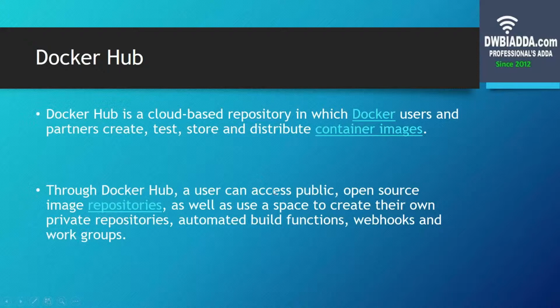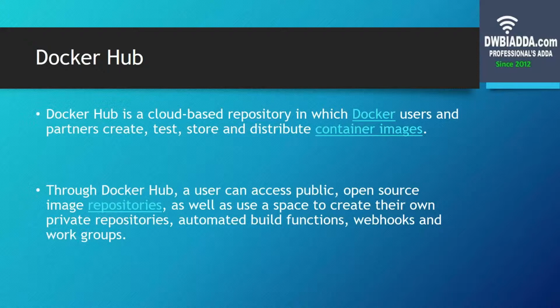Through Docker Hub, a user can access public open source image repositories as well as the space to create their own private repositories. Also the automatic build functions along with webhooks and workgroups. So the Hub gives you very extensive services, like choosing a public repository or saving your containers in a private repository, and also creating workspaces or work groups in which different users can work as a team and access those repos along with the container images.